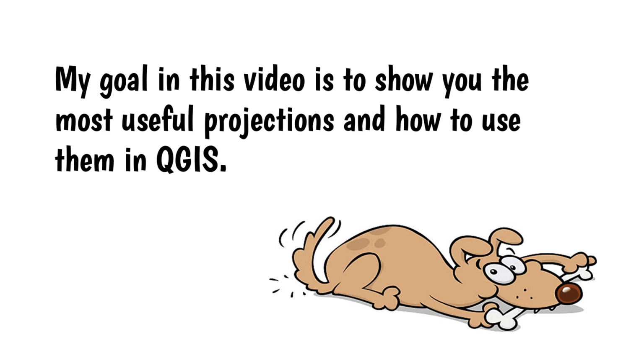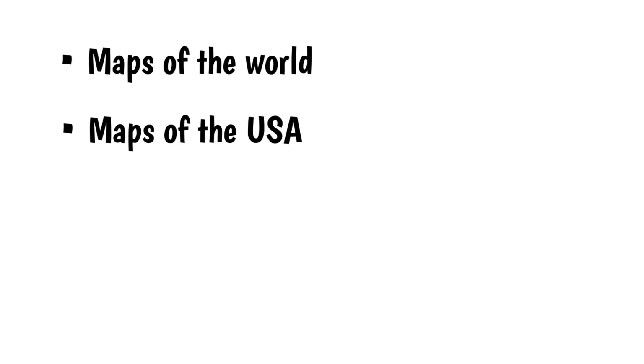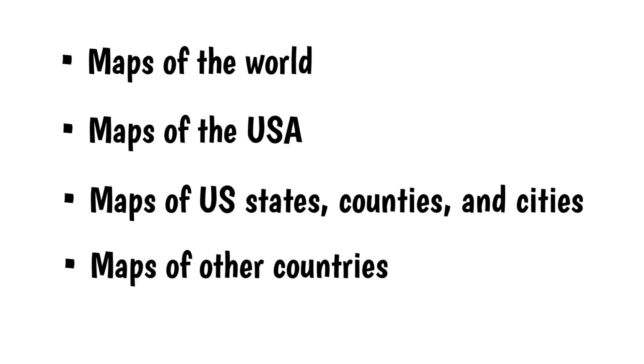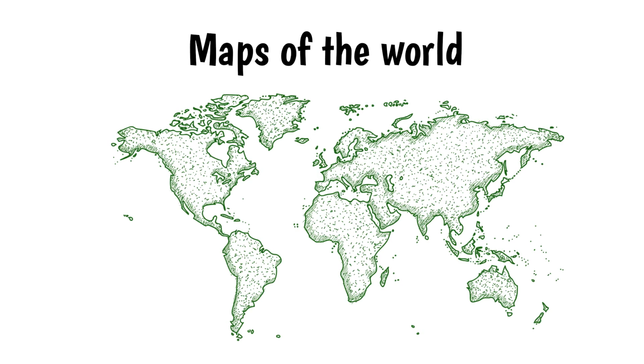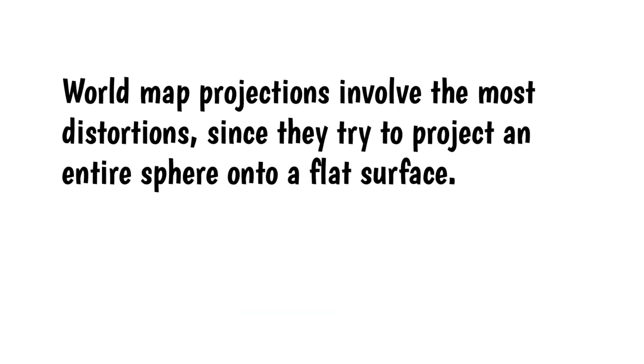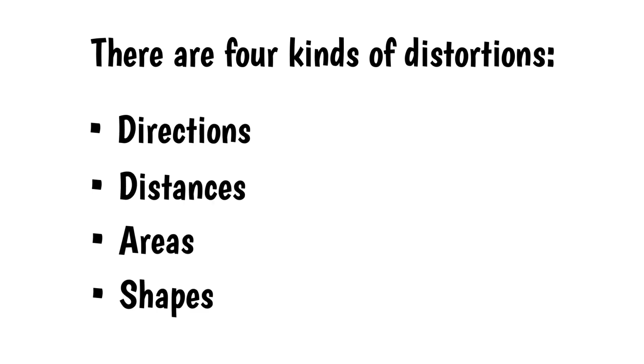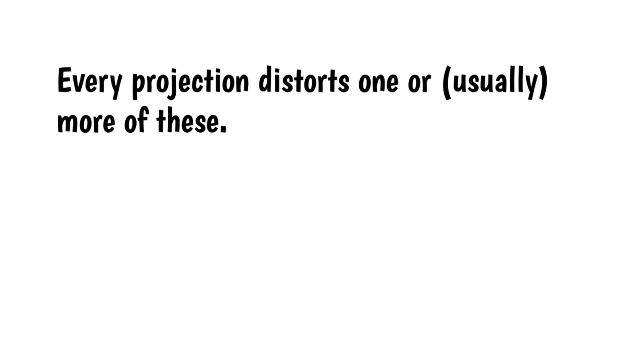In this video, I'll break down maps into these categories: maps of the world, maps of the USA, maps of US states, counties, and cities, and maps of other countries. I'll start with maps of the world. World map projections involve the most distortions, since they try to project an entire sphere onto a flat surface. There are four kinds of distortions: directions, distances, areas, and shapes. Every projection distorts one or usually more of these.